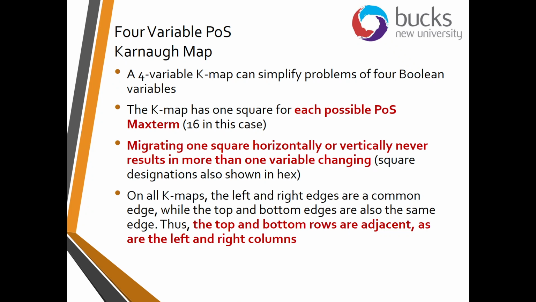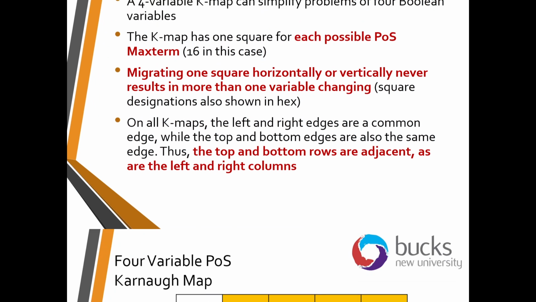So 4 variable products of sums Karnaugh map. Again, simplify problems of Boolean variables. So the K map has only 1 square possible for each max term, 16 in 4 variables. And again, migrating from 1 square horizontally or vertically never results in more than 1 variable changing, and on all K maps, the left and right edges as well. So it's exactly the same as a SOP really, except we're using product of sums.